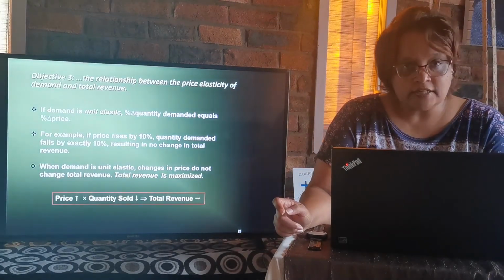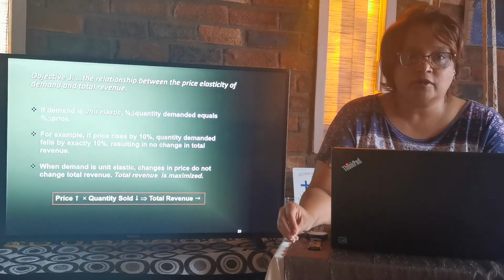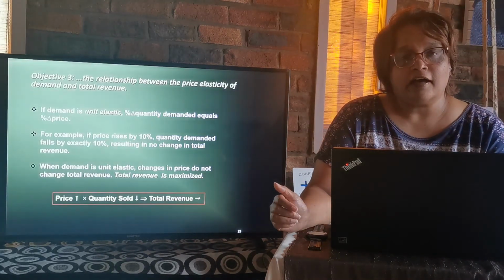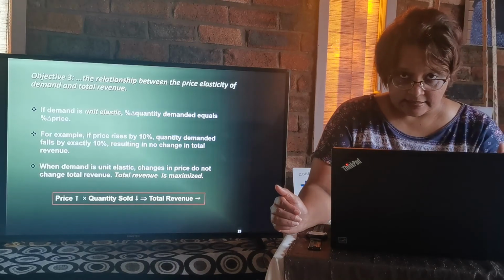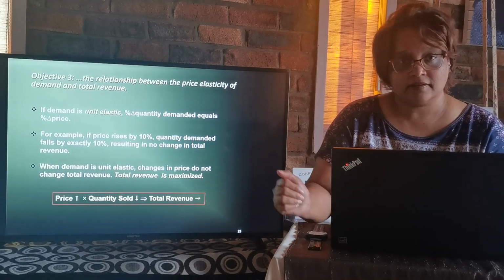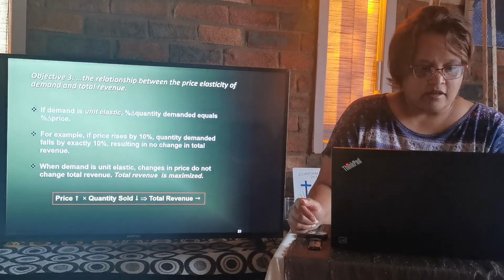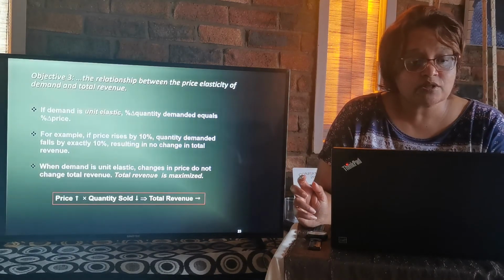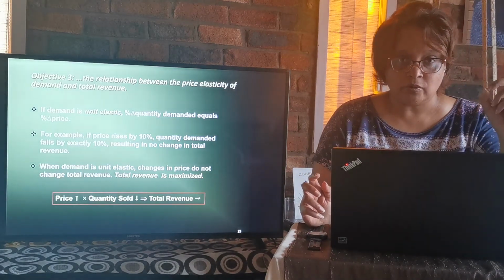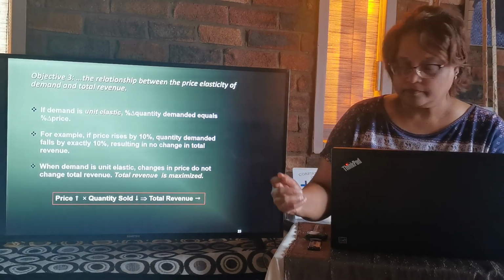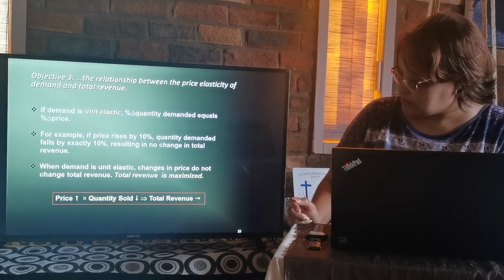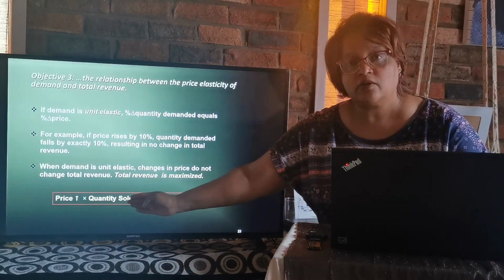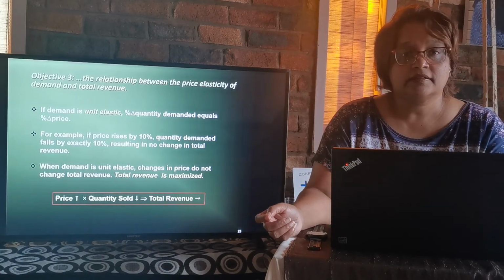If demand is unit elastic, remember what I said, for every unit increase in price, there will be a decrease in demand. Any unit decrease in price will increase the demand per unit. For example, if price rises by 10%, quantity demanded falls by exactly 10%. One unit for one unit. Price increases by 10%, and total revenue will stay the same because the quantity that you're selling will also fall by 10%.